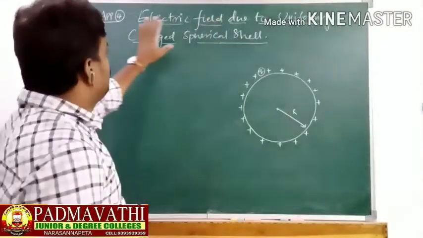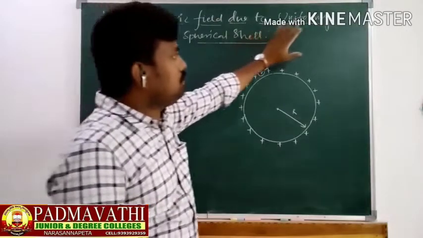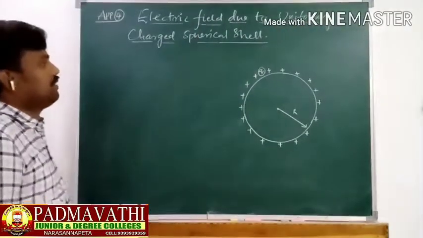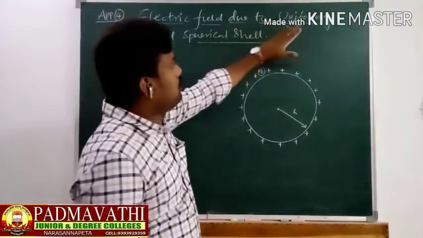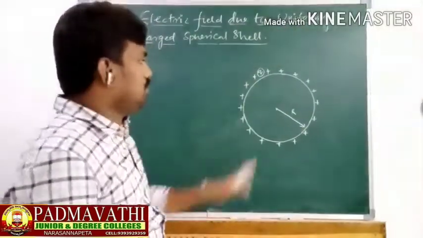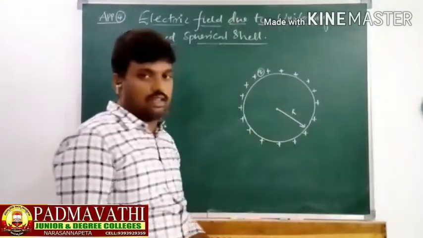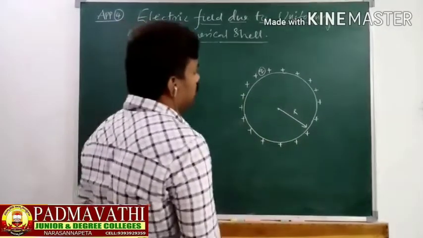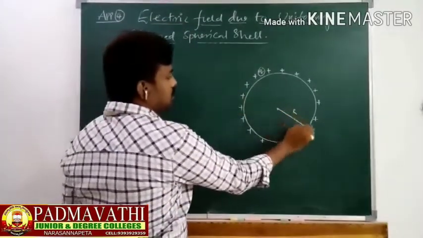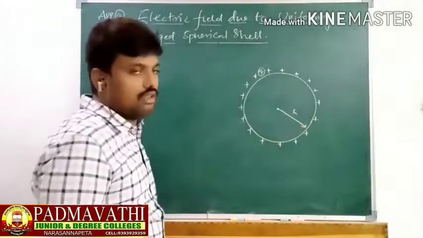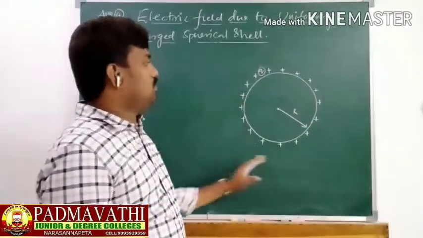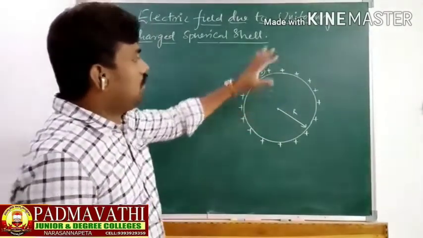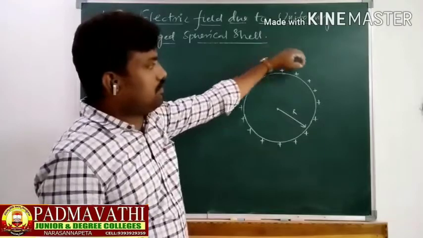Key application is electric field due to a uniformly charged spherical shell. Shell means there will be space inside this sphere, and it was charged uniformly with charge Q like this, and the radius of this shell is going to be R. So now I want to determine the electric field due to this shell, and we can find the electric field at different points.